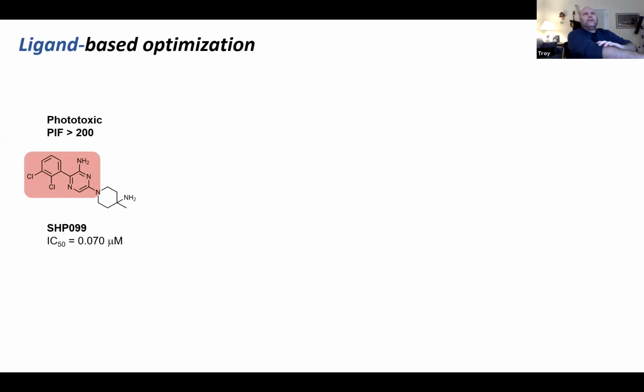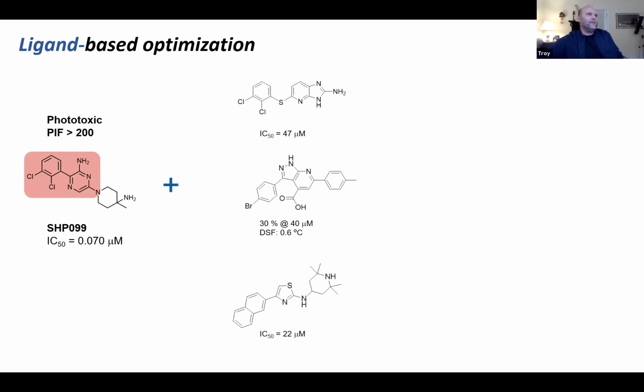But this put us in a space of these biaryl moieties, which come up as risk flags, and we also identified that yes, indeed, this is a phototoxic molecule, and many of the molecules in this series showed a phototox risk. So what we did was we went back to all of the hits that we had and tried to identify, is there anything that we can pull, any scaffold morphing opportunities that we can take from all of these hits.